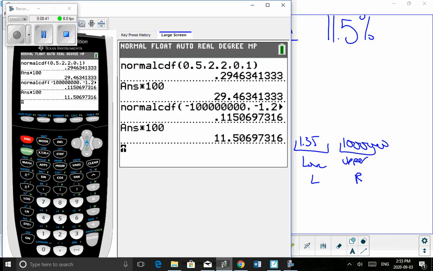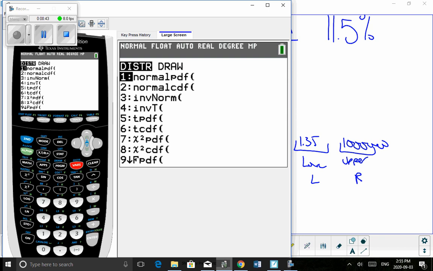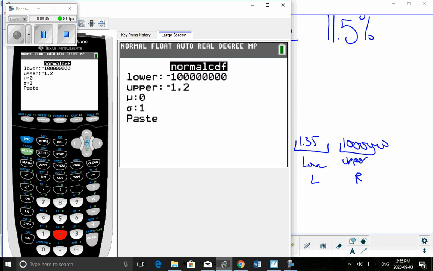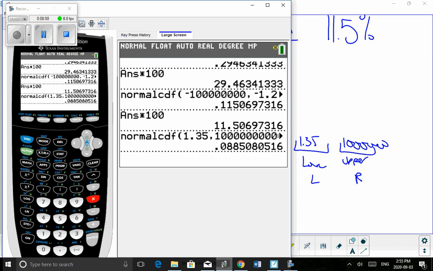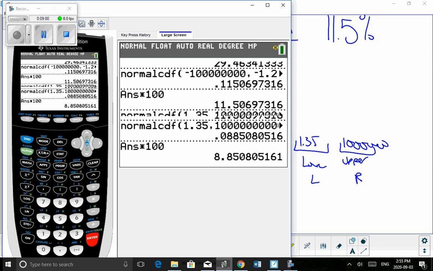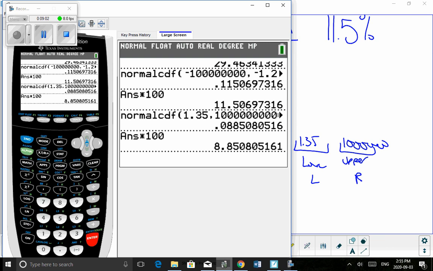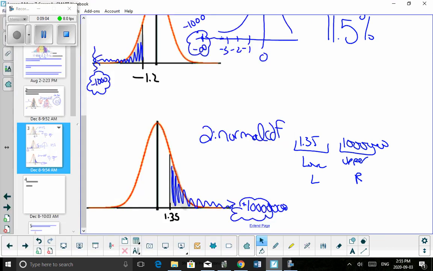So second vars, number 2. So the lower, the upper, a bunch of zeros, paste, and then times that by 100. And so the percent is 8.85% or 8.9%.